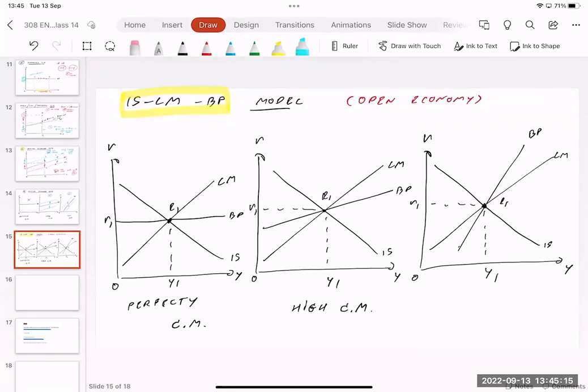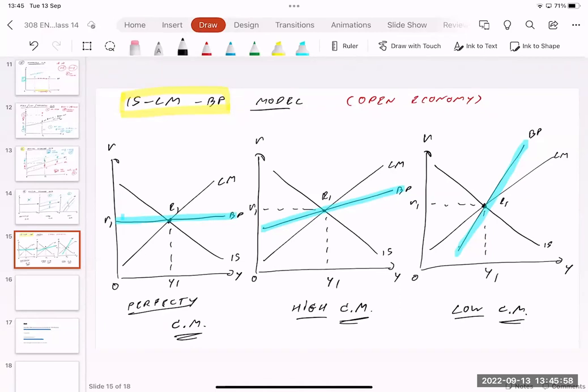You can see that the last one is a low capital mobility country. The difference between the three cases is about the slope of the BP curve. It's just about the slope of the BP curve. IS and LM are the same. So the difference between perfect, high, and low capital mobility countries is just the slope of the BP curve. And the slope of the BP curve represents how much we have to change the real interest rate in order to make the money flowing in equal to the money flowing out.